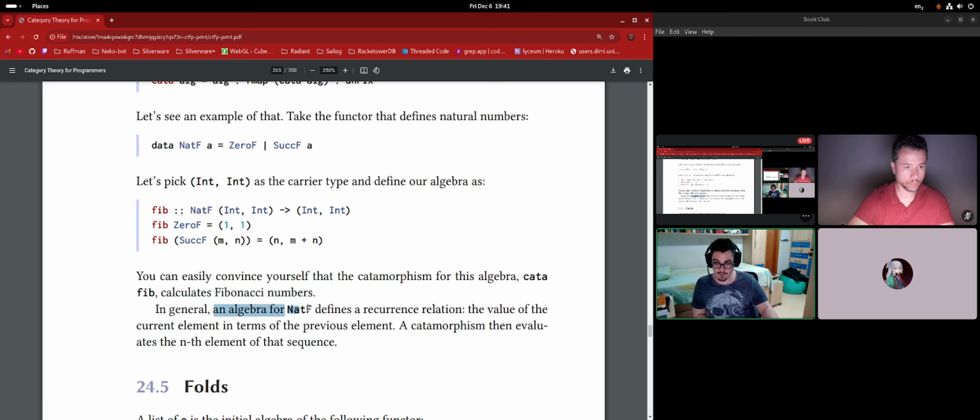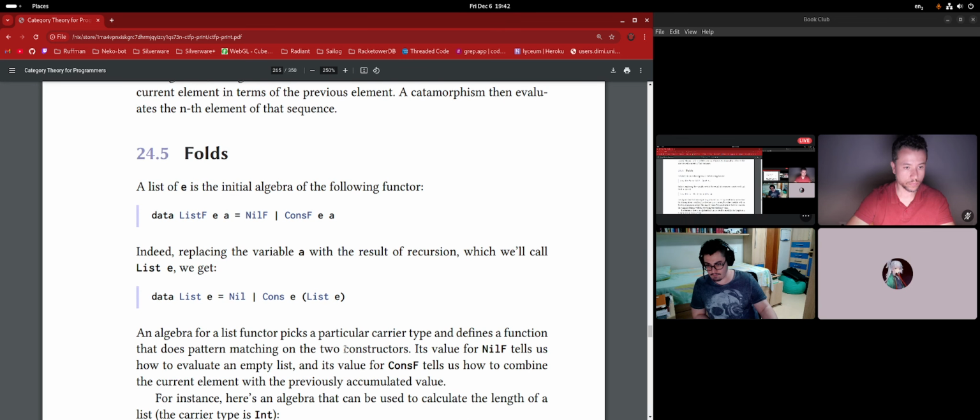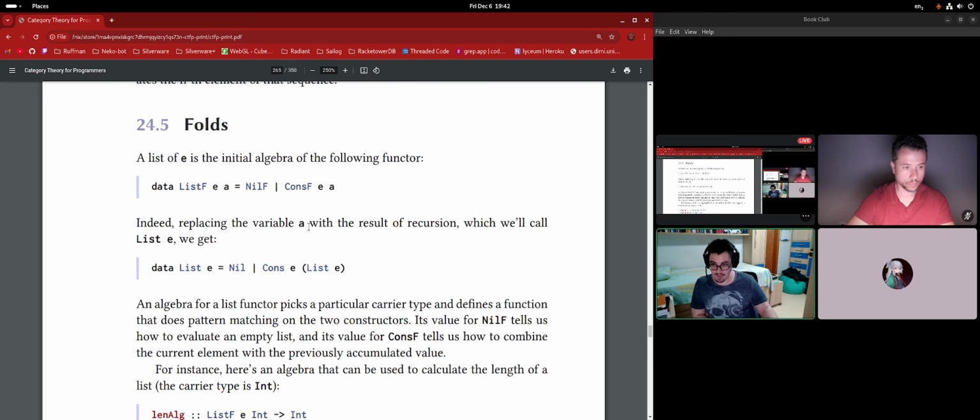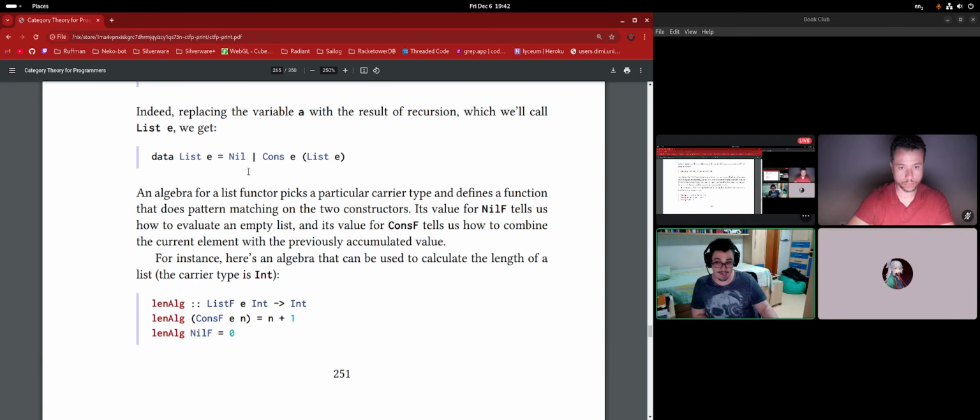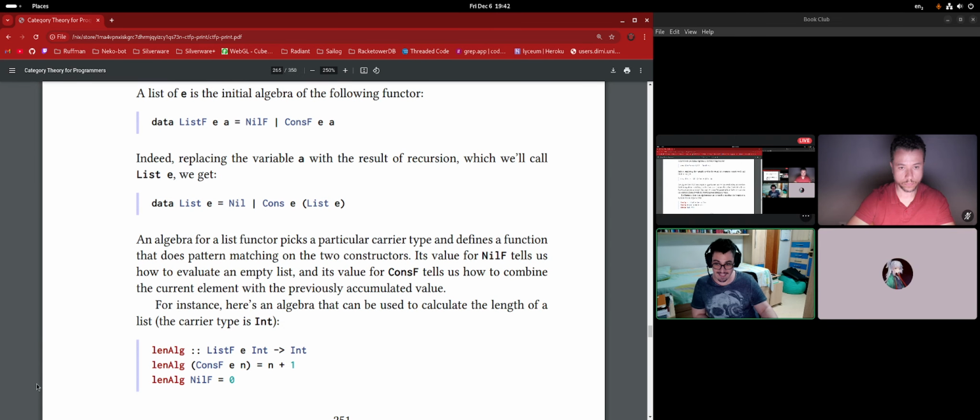In general, an algebra for NAT F defines a recurrence relation, the value of the current element in terms of the previous element. A catamorphism then evaluates the nth element of that sequence. And now this is fun because now we're going to see that basically, oh, I'm just going to do a fold and that's it. You can actually implement the thing as well using an F algebra, which is interesting.